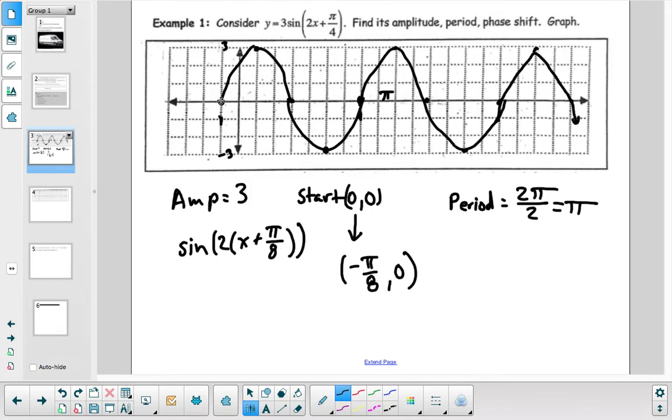Get a little wonky, but it'll work. So there you have it. That's the graph. Again, careful with the phase shift. The phase shift is after that 2 has been factored out. Do not move pi over 4 left. It's pi over 8 left. And again, you could always just plug in points to figure out if you're on the right track or not.